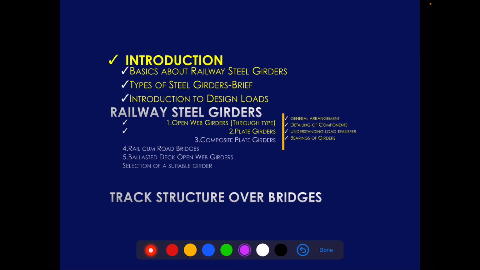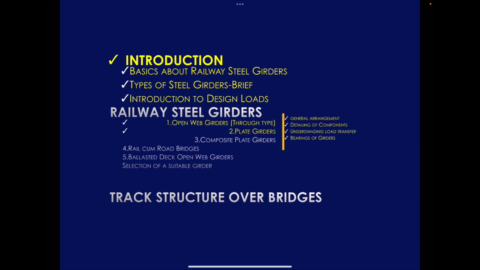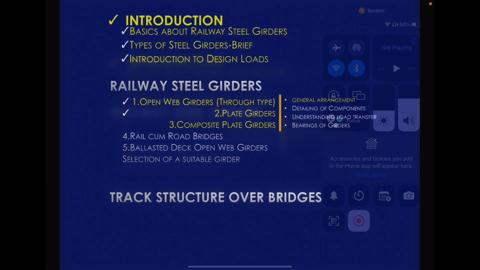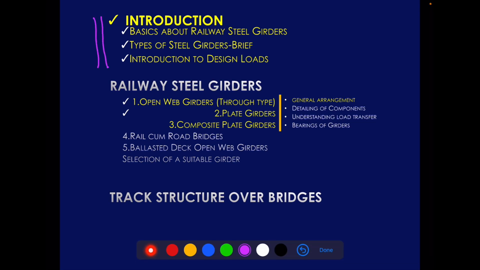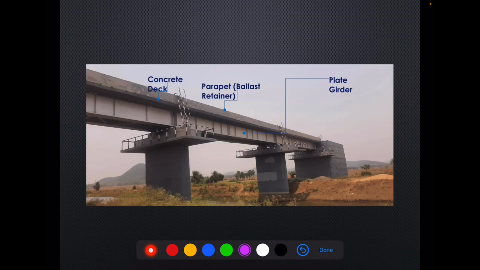So with this, we have finished plate girders. We have covered all these four portions. Now we can move on to composite steel plate girders. So by far we have covered the introduction part. By far we have covered open web girders and plate girders, and now we are going to study composite plate girders. So let's start with the general arrangement of composite plate girders.